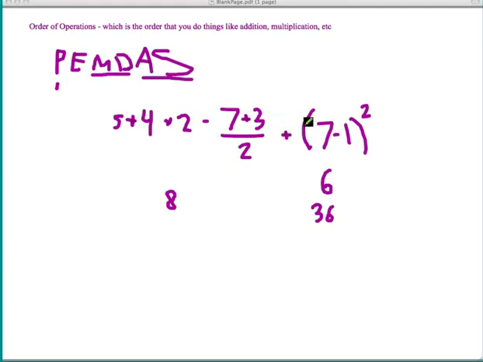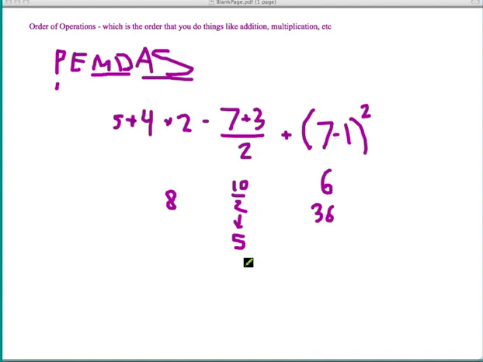So if you see something like that, this division bar acts a little bit like a parentheses. It says that you're dividing the whole quantity that's above it. So you have to get that quantity. So the 4 times 2 is going to give us an 8. The 7 plus 3 over 2 is going to give us a 10 over 2 or a 5, right? 10 over 2 or 5.